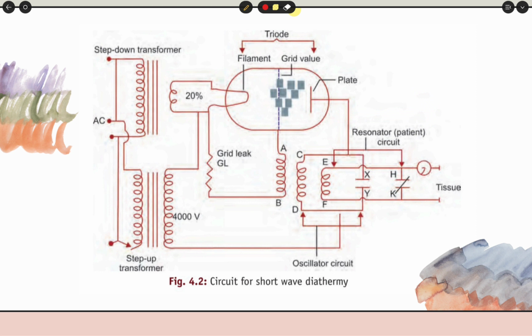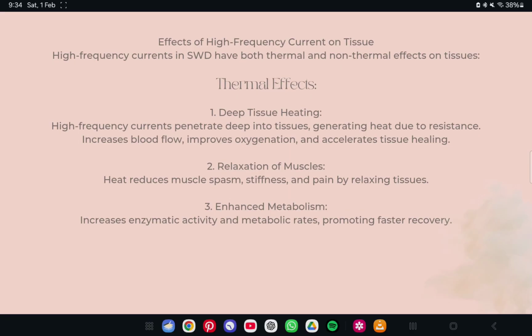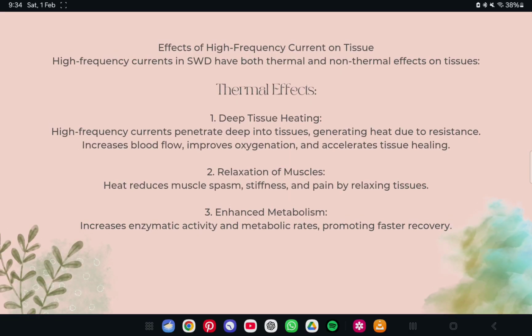It also avoids any reflected energy which can cause overheating of the machine or may damage the machine components. This is done by adjusting the tuning knob present on the machine while observing the amperage meter, also known as the tuning indicator. So next we have the thermal effects. So there is deep tissue heating.